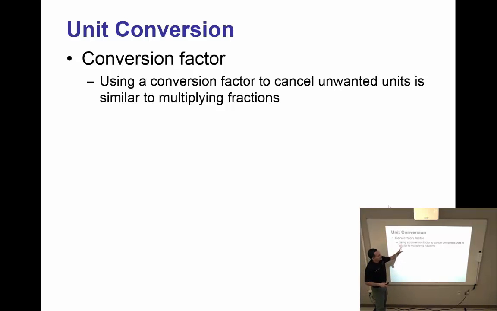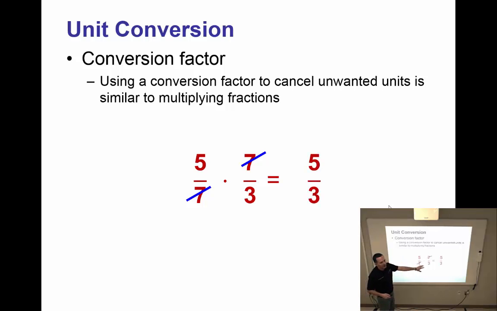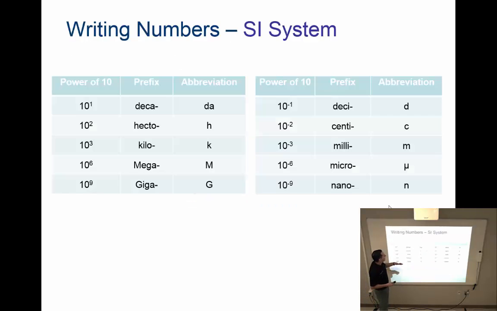Using a conversion factor to cancel out unwanted units is the same process as multiplying fractions. If I use this as an example, my 7s in this case will cancel out as I multiply, and I get an answer of 5 over 3. So it's the same process. The math behind unit conversions is simple. It's writing the proper conversion factor. We looked at this chart the other day when we talked about the SI system. We will use this chart to help us write our conversion factors.